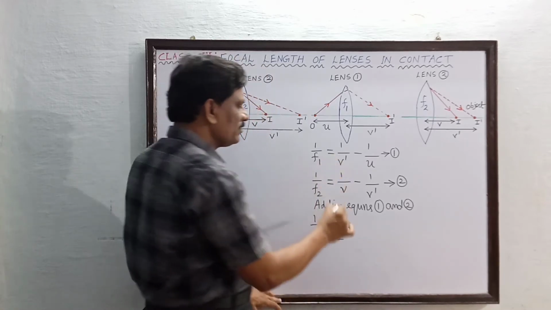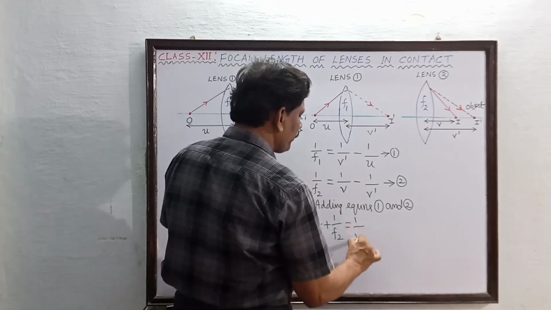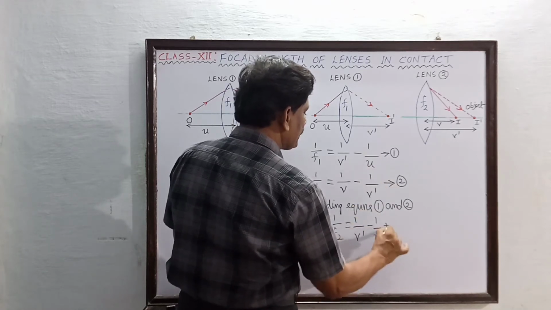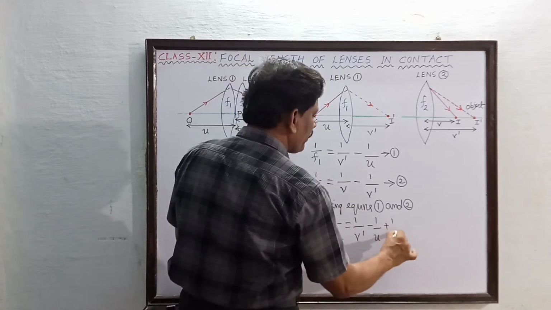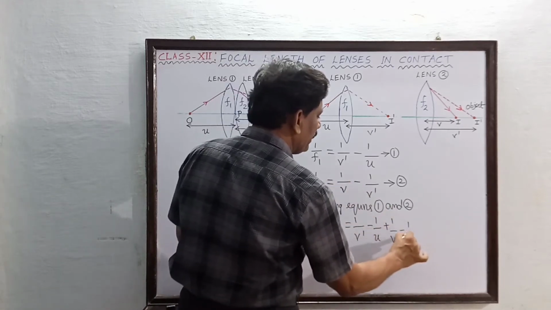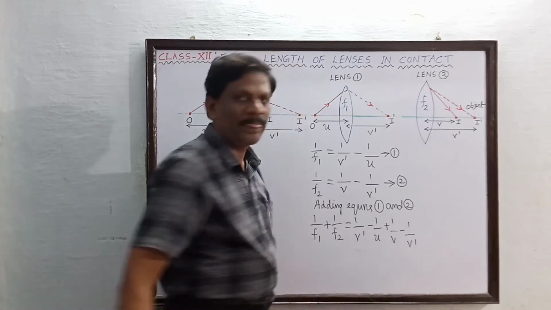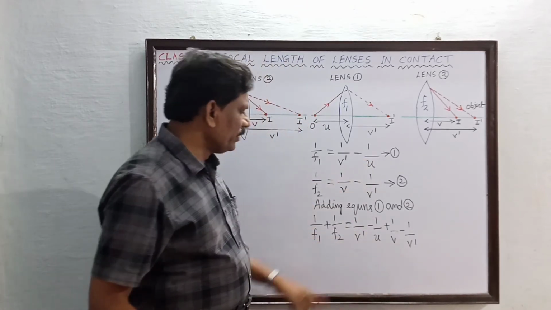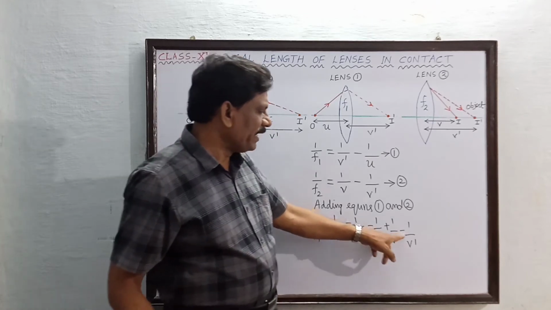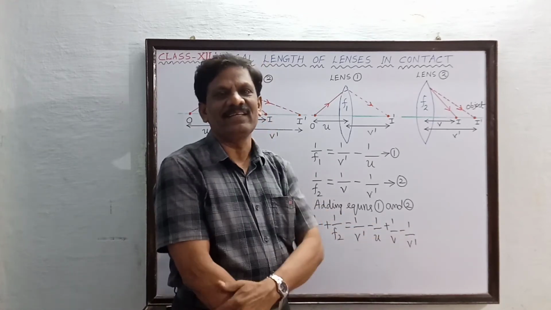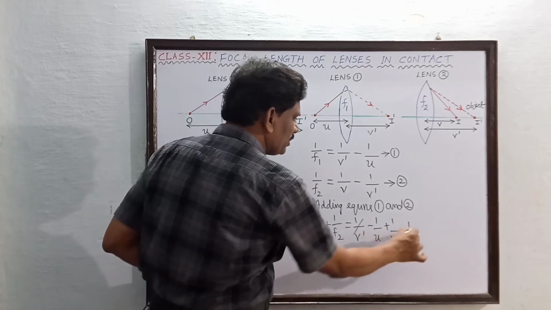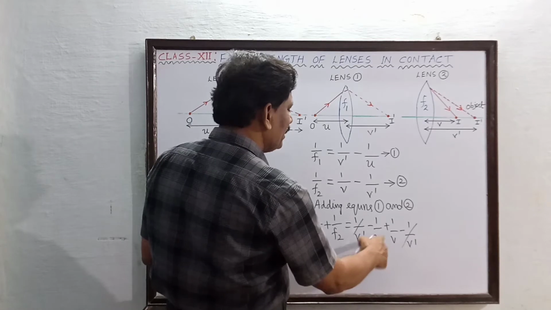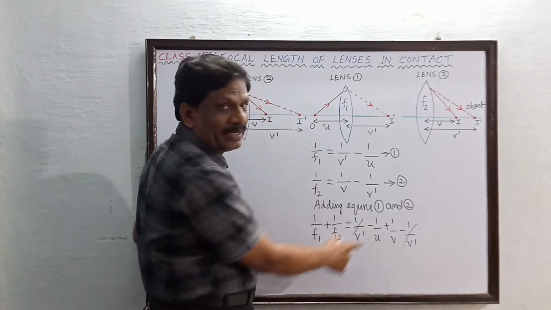The right hand sides will become 1 by v dash minus 1 by u plus 1 by v minus 1 by v dash. First you add the right hand sides. Now you can see that 1 by v dash and minus 1 by v dash get cancelled, is it not? What is the remaining then? It is 1 by v minus 1 by u.